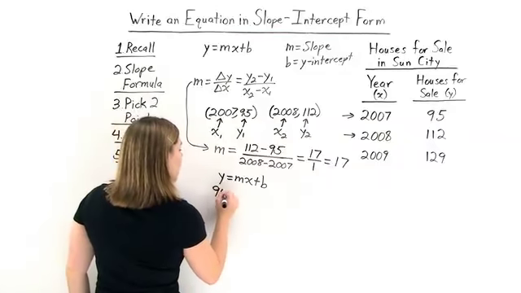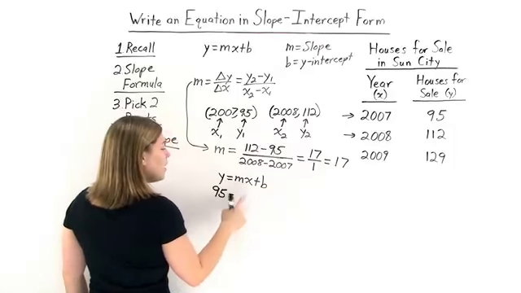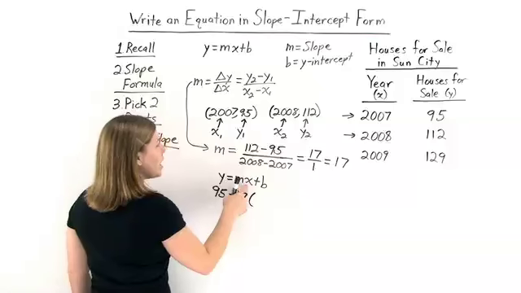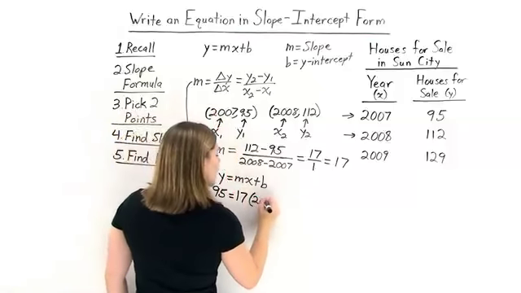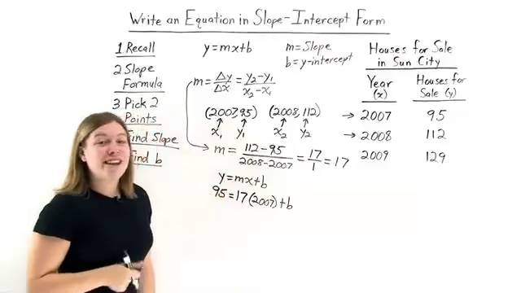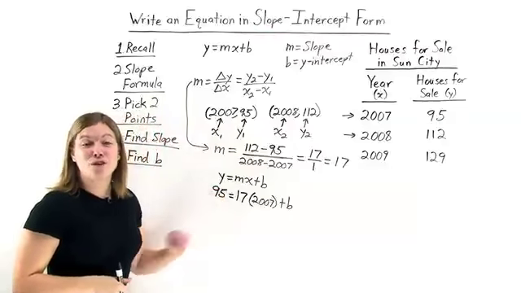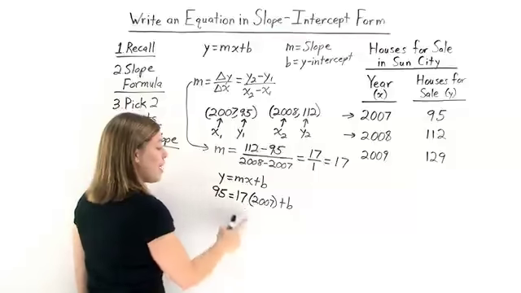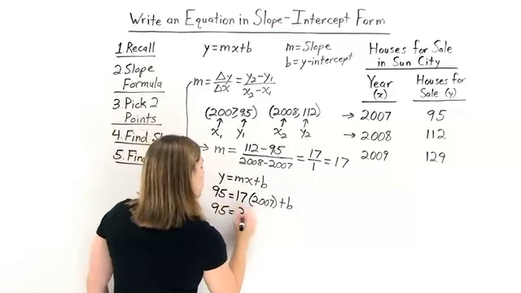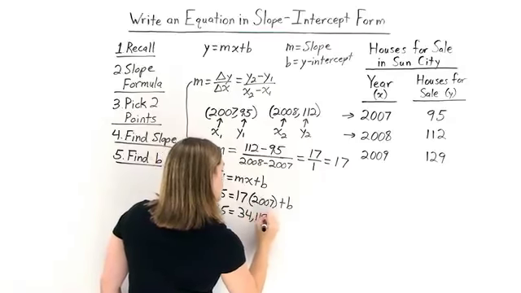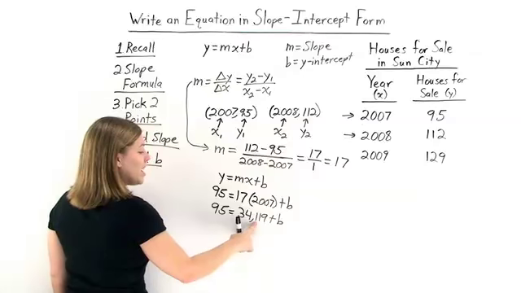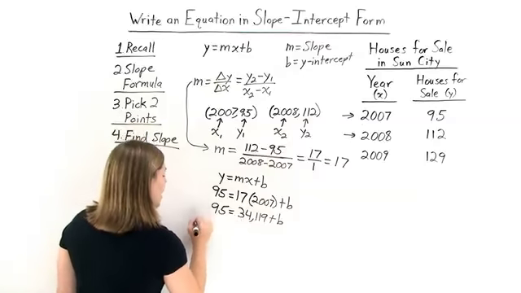So we have y, which is 95, is equal to m, the slope that we just found to be 17, times x, which is 2007, plus b. So now to get that y-intercept, we need to solve this equation for b. To do that, we take 17 times 2007. When we do, we get 34,119.